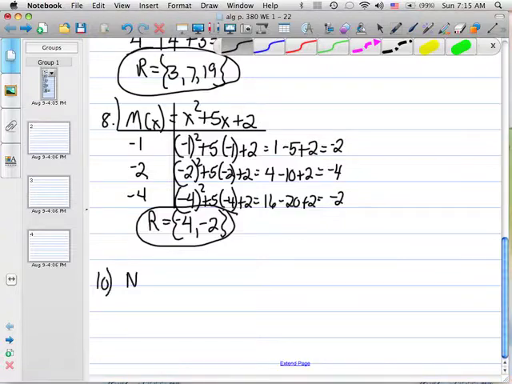Number 10, we have the function n evaluating at a, and it's a squared minus 3a minus 2.